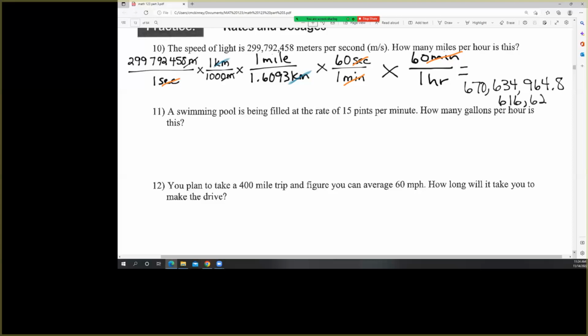670,616,629.4. Okay, I got a completely different number, so I fixed mine. I forgot a number. If you followed the steps that I wrote down, this is what you should get.